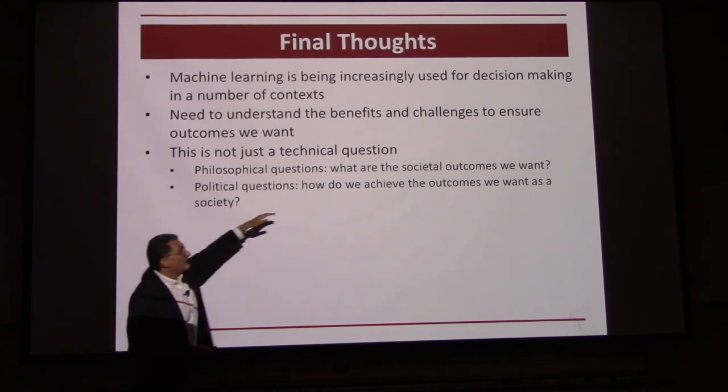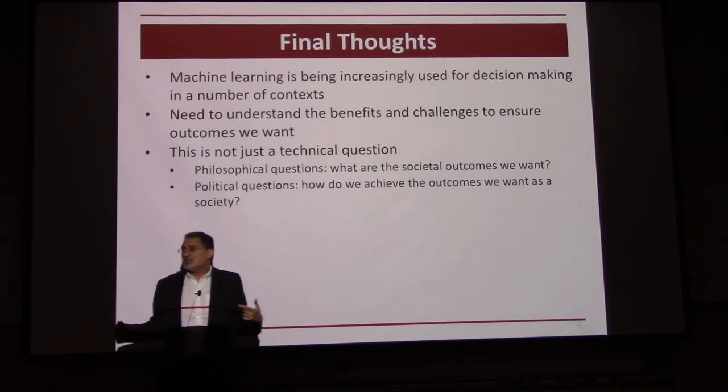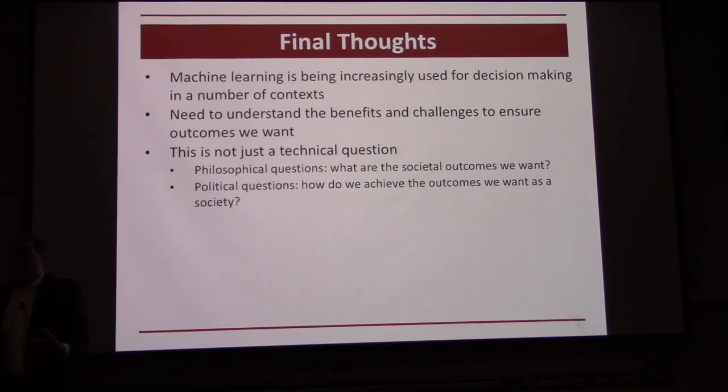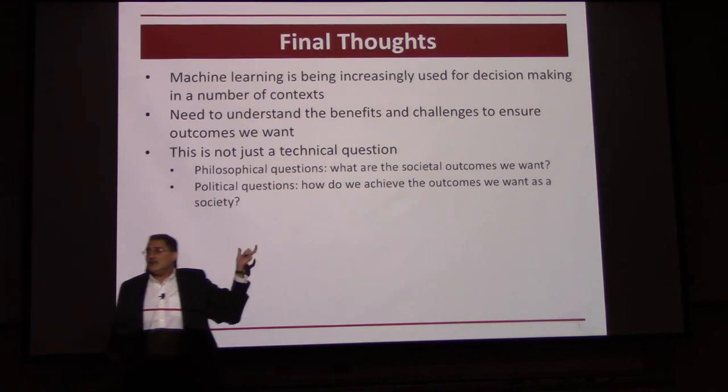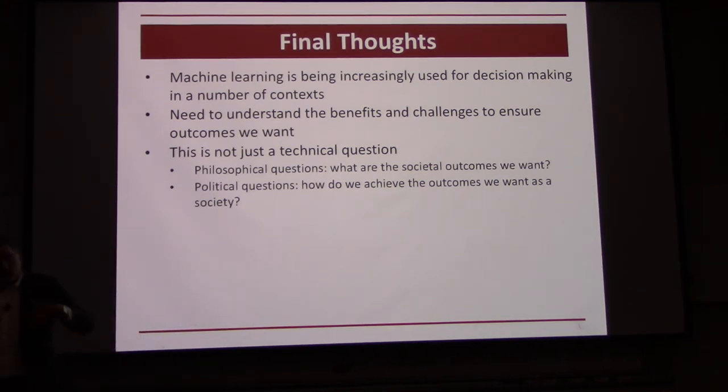And so the philosophical questions are, what are the societal outcomes we actually want to achieve, right? When we think about what is fairness, what do we really want that to be? When we think about our notions of privacy, what do we really value? And then there's political questions of how do we achieve those outcomes? That's the process where we all come together and we vote and we try to have policy. It's messy. It can be problematic. People yell and scream, but it's the best way we have now to actually address some of these issues.